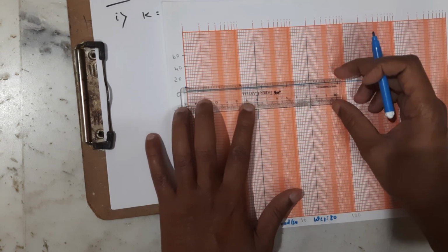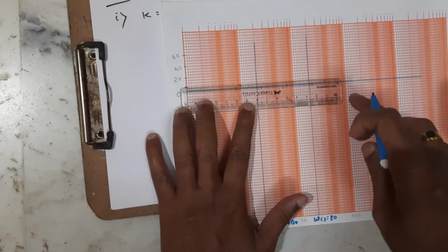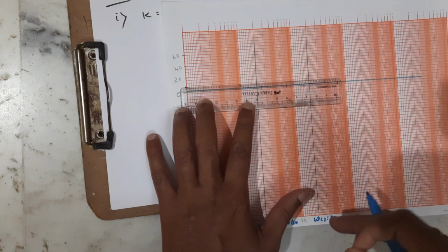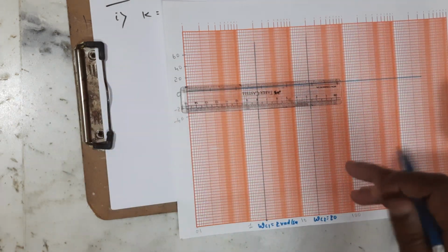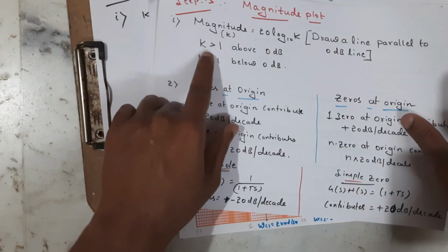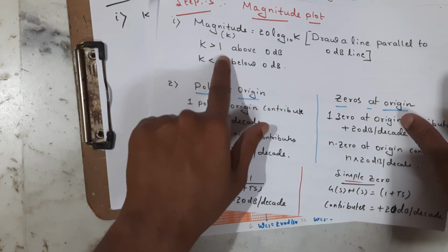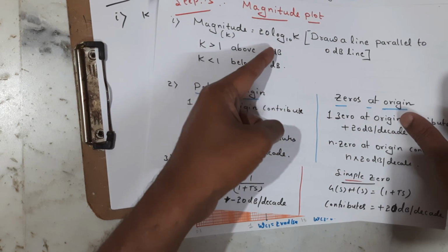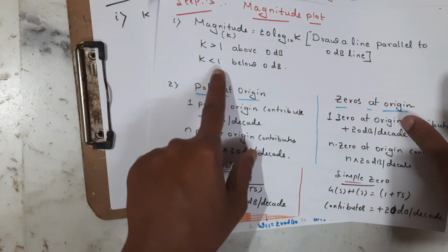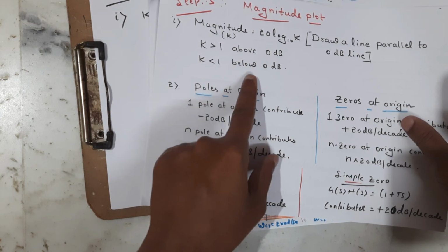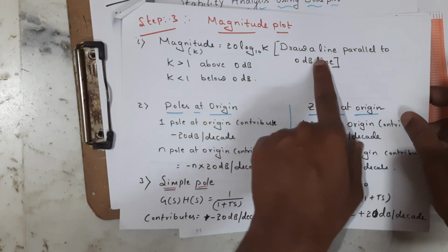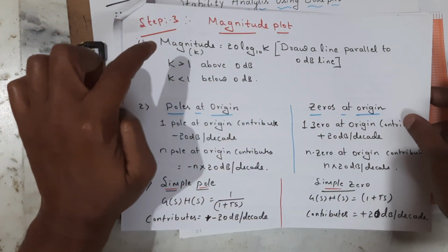I am going to draw a line parallel to the 0 dB line above this. Why is it above? As per the rules, if K is greater than 1, I draw a line above the 0 dB line. If K is less than 1, I draw it below the 0 dB line. So this is step number 1 in step number 3.